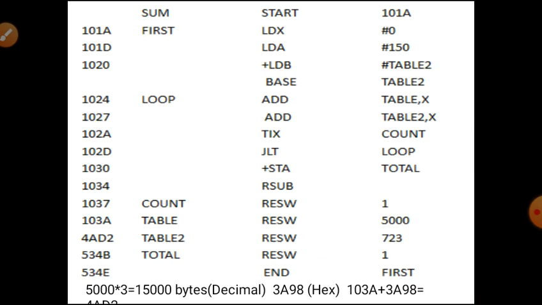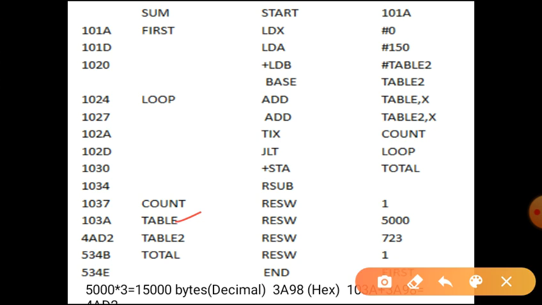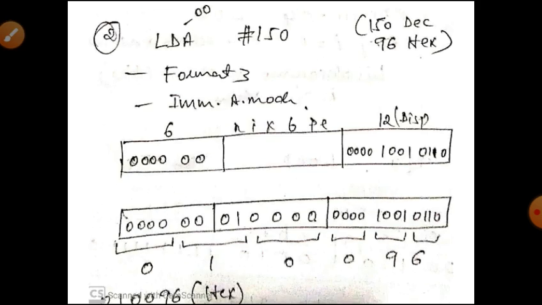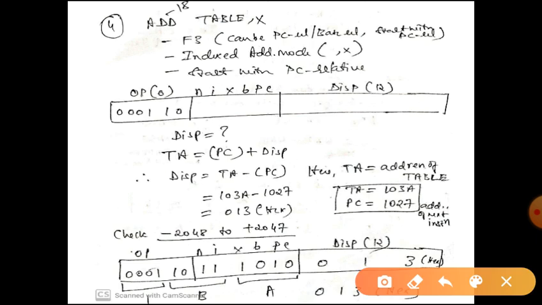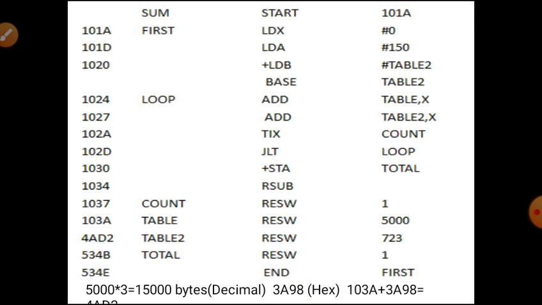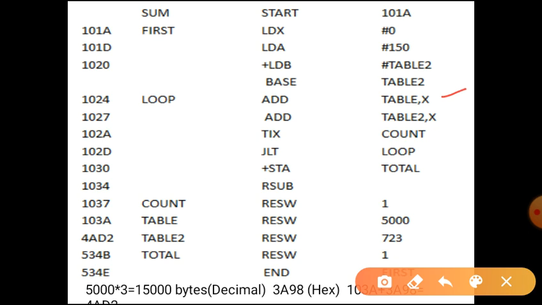Address of table, yeah, we have it here, and its address is 103A. You have to refer to this and find out the address of table. Address of table is 103A. That's what we write as TA, 103A, and the content of PC we also know. Content of PC is 1027. What do we mean by PC? PC is a register that holds the address of the next instruction, the address of the next instruction after ADD TABLE,X. You see the diagram. Where is ADD TABLE,X? We have it here, and the next instruction address is 1027, and this will be the content of PC.